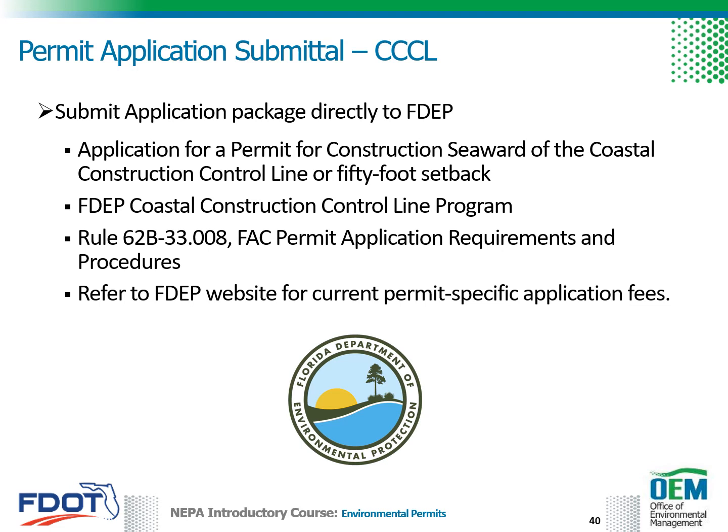FDOT will submit the Coastal Construction Control Line, or CCCL, permit application directly to the FDEP Coastal Construction Control Line program. An application for a permit for construction seaward of the Coastal Construction Control Line, or 50-foot setback, is required. Refer to Rule 62B-33.008, FAC, Permit Application Requirements and Procedures, for more information on the application process. To identify permit-specific application fees, refer to FDEP's website. To learn more, go to the Permit Handbook Appendix on CCCL.